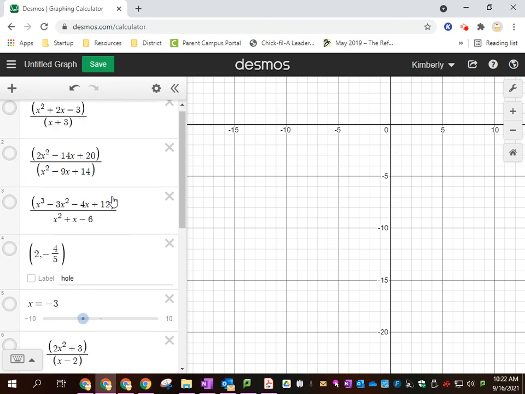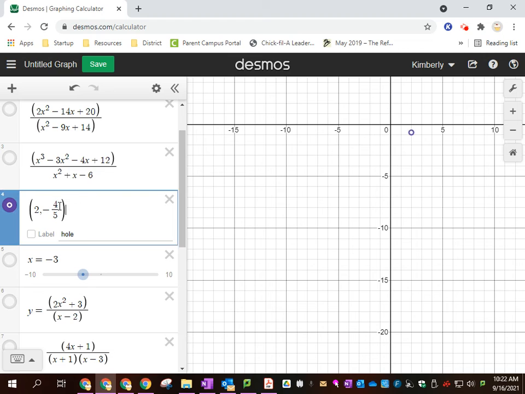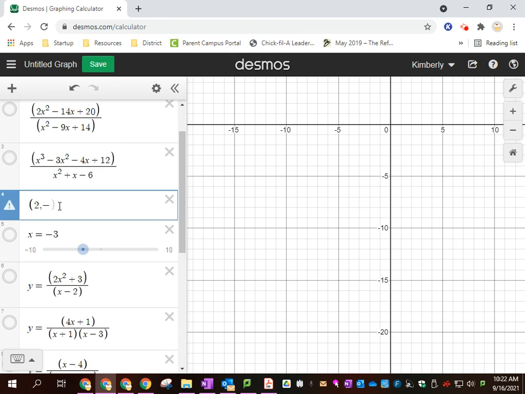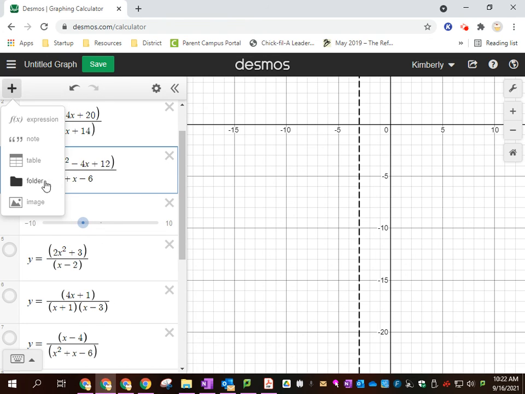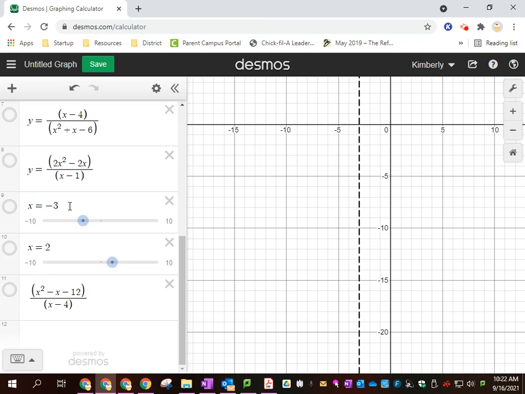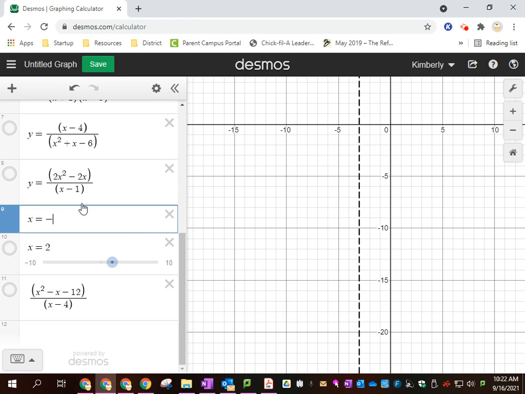Did I graph this one in the last class? No, I guess I'm going to have to do it from scratch. I'll do it because I love you. There's no hole. There are 2 asymptotes. There's one there, and then there's one at positive 3. I've just got to get the function in there because I don't think I have it from last block.